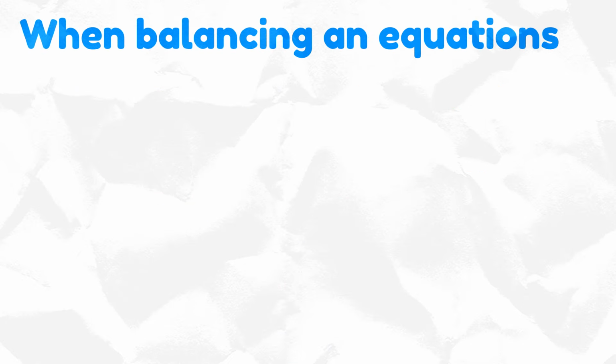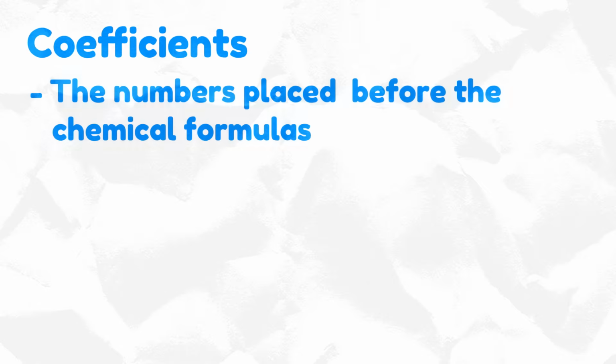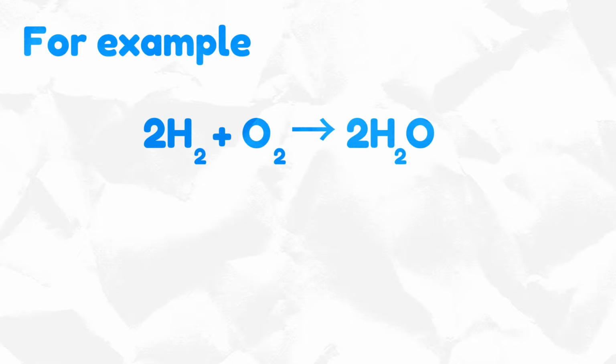So, to make sure we're not violating this fundamental law, we need to balance chemical equations. When balancing an equation, you'll come across two important terms, coefficients and subscripts. Let's discuss the coefficients. These are the numbers placed before the chemical formulas to indicate how many molecules or moles of a substance are involved in the reaction. For example, let's see the equation. The 2 in front of H2 and H2O are coefficients.